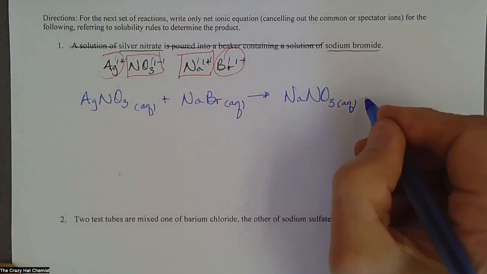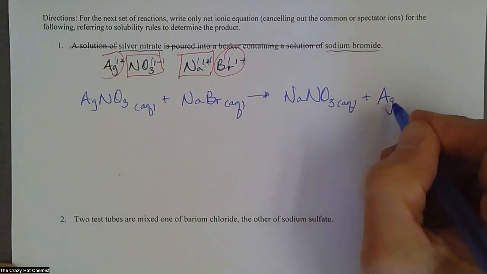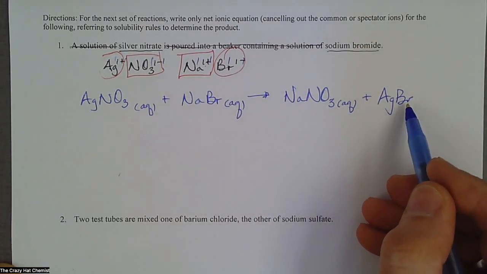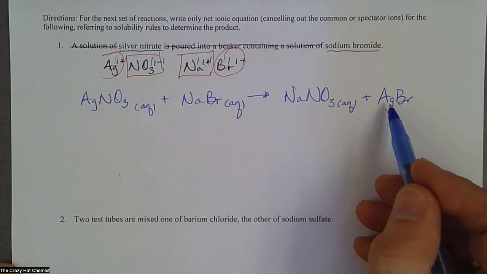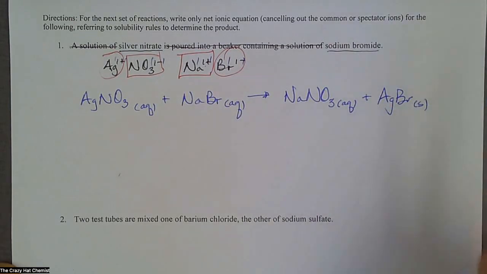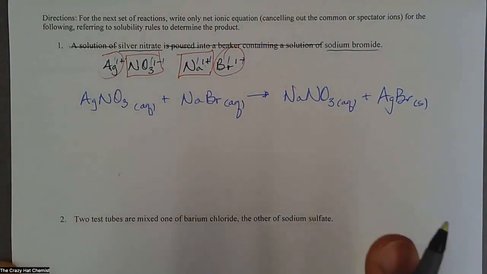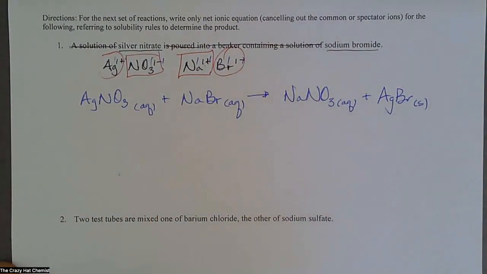And then silver bromide, that's also a 1-to-1 ratio. That's AgBr. And bromides, chlorides, and iodides are aqueous, except for silver, mercurous, and plumbous. So therefore, this is a solid. So now what you're supposed to do is write out the total ionic equation. Oh, by the way, we do need to balance this. This particular one has stoichiometric coefficients of 1s everywhere. So 1, 1, 1, 1, it is balanced.